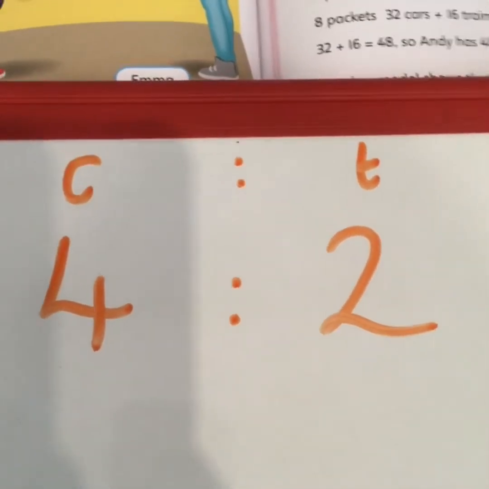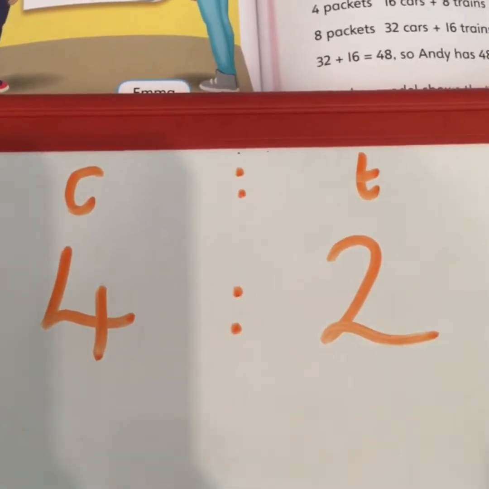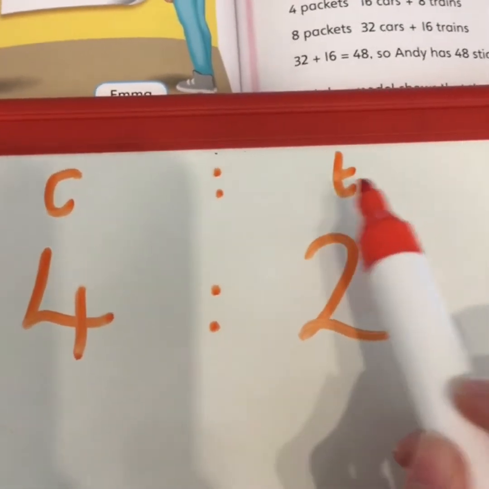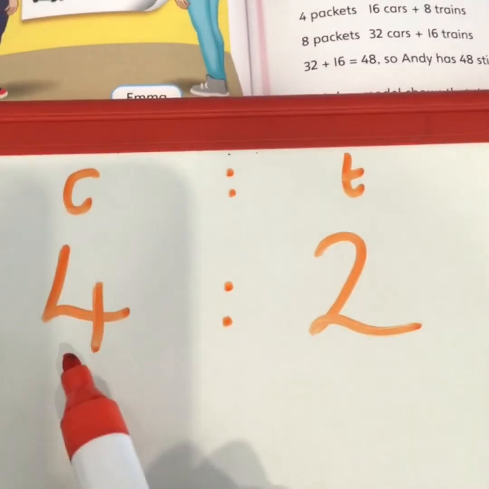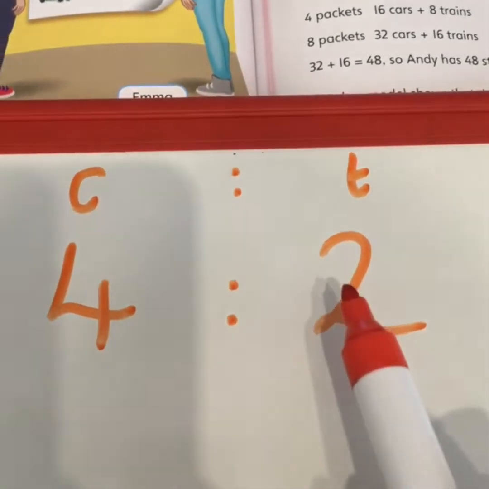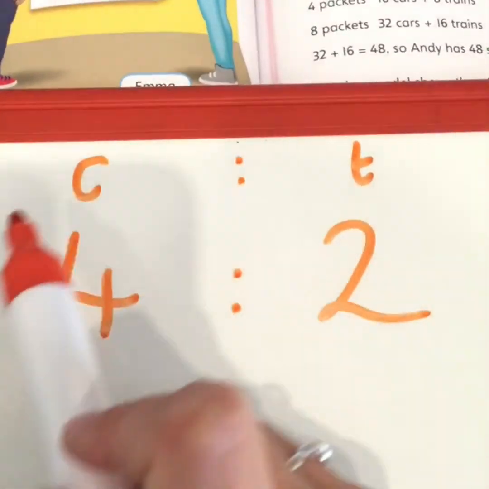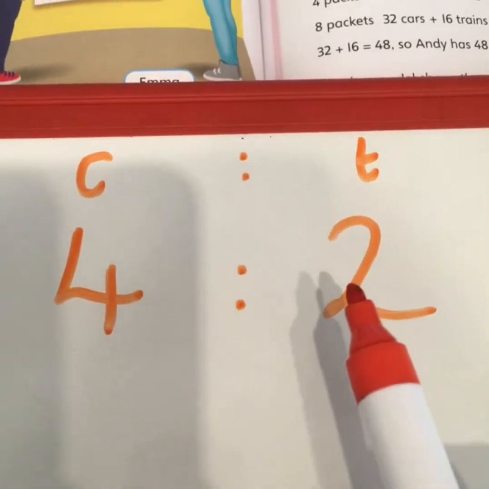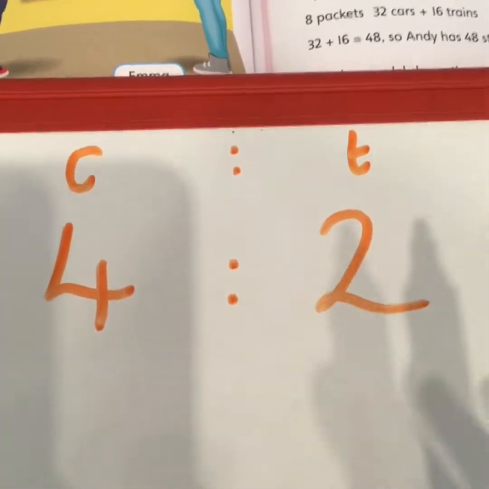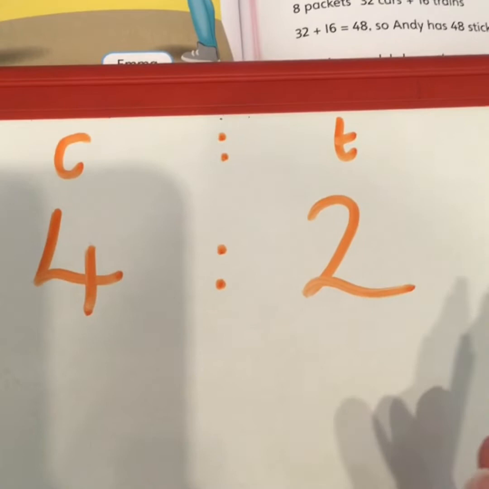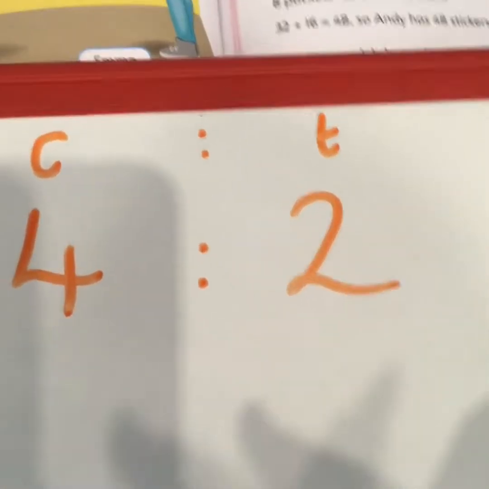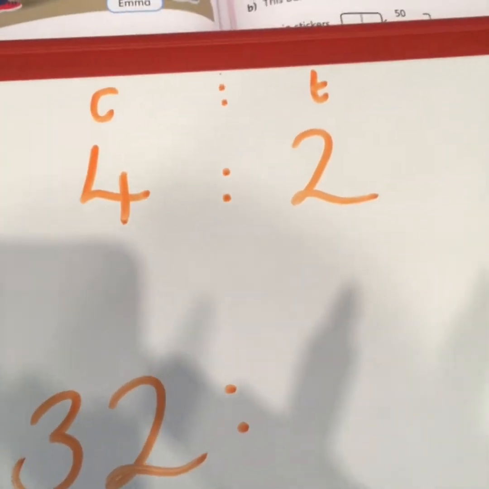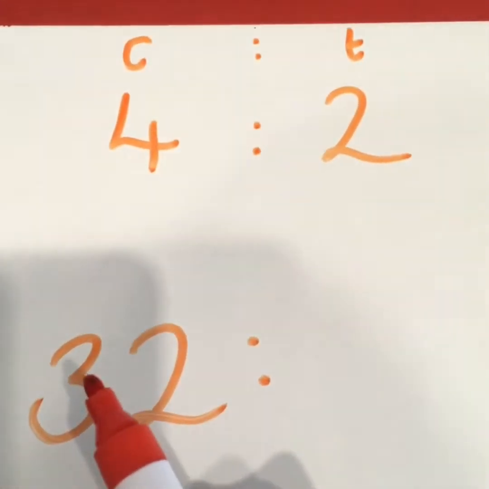Okay, hopefully you've written down something that looks a little bit like this. So C for car, or you might have drawn a car. T for train, or you might have drawn a little train. So for every 4 car stickers, there are 2 train stickers. So this is our ratio. Yes, you could simplify this ratio if you wanted to 2 to 1, but for this problem at the moment, we don't actually need to. So the question says that Andy has got 32 car stickers.